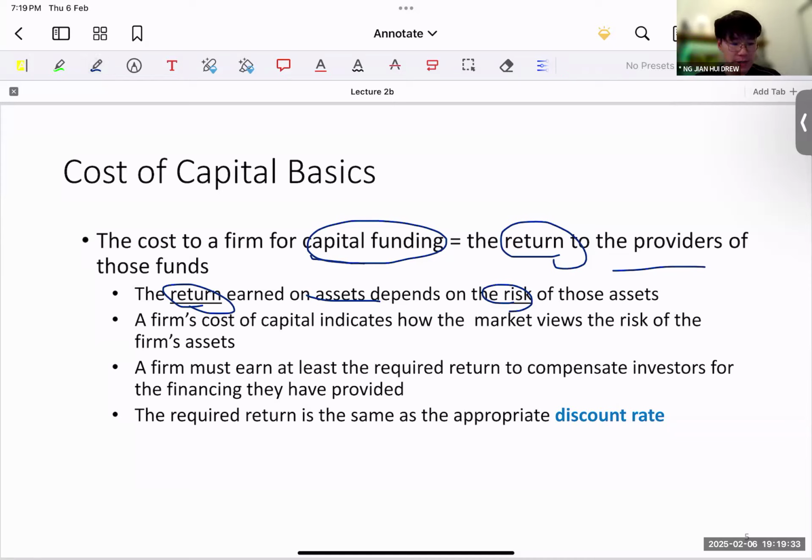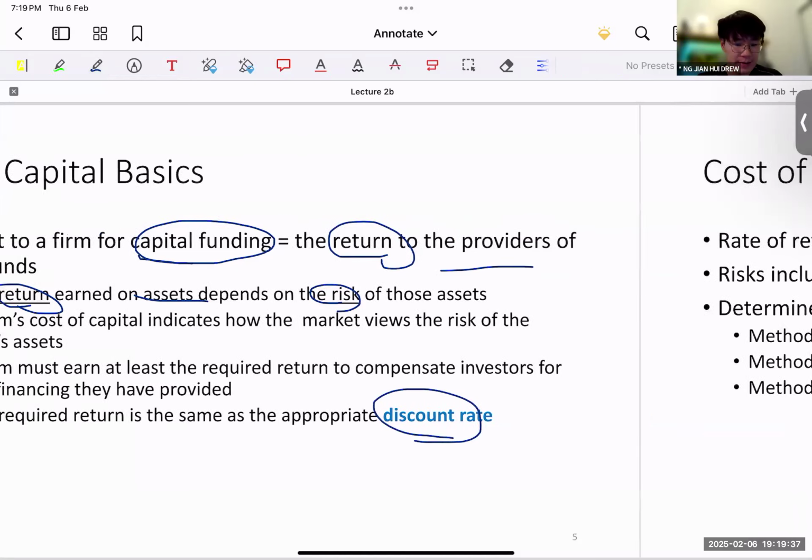Okay. The rest are not so important. So basically, this is your discount factor here.